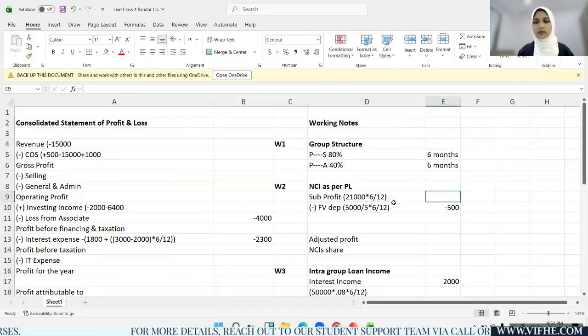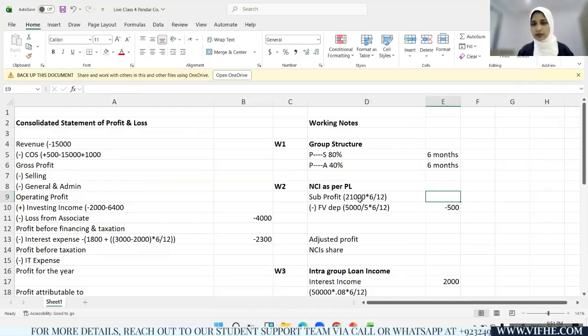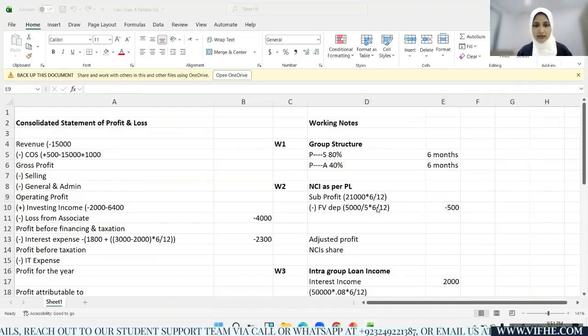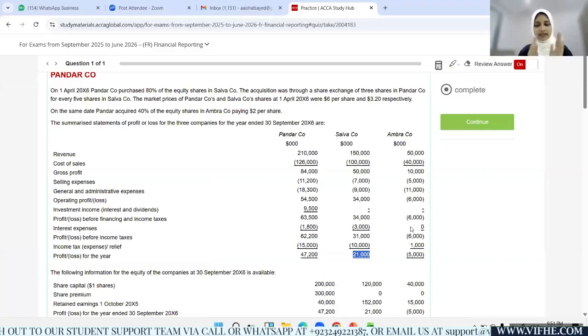Okay, but here my normal approach will change. I will not be able to do the normal approach. Why? Because in that 21 million, our assumption is that the entire 21 million is even profits throughout the year. But there is one element which is a post acquisition element, and it was not even throughout the year.